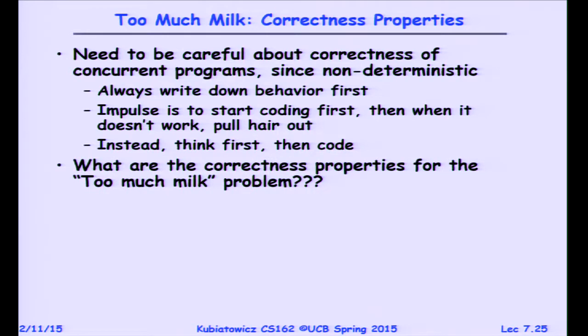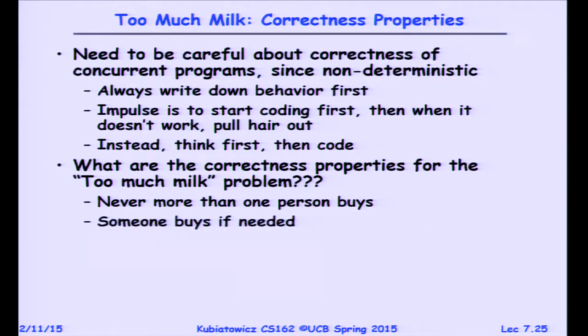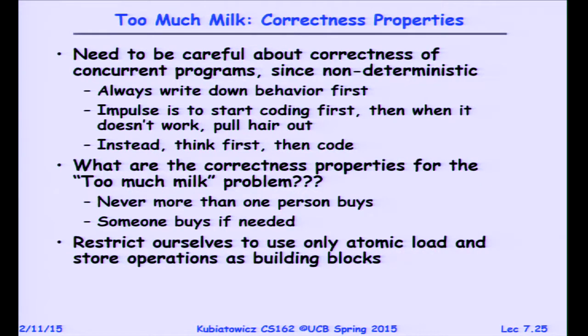So what are the correctness properties for the too much milk problem? Number one, what? Yes? Don't end up with too much milk. Okay, what else? End up with milk. Those seem like pretty good ones, right? Never more than one person buys. Somebody buys. Good. You guys are on it today. So now we want to restrict ourselves to only using atomic load and store operations as building blocks.